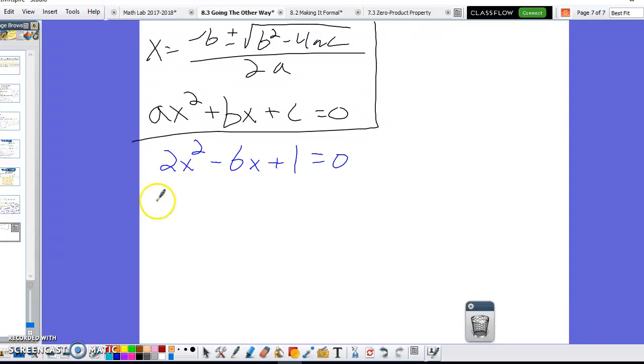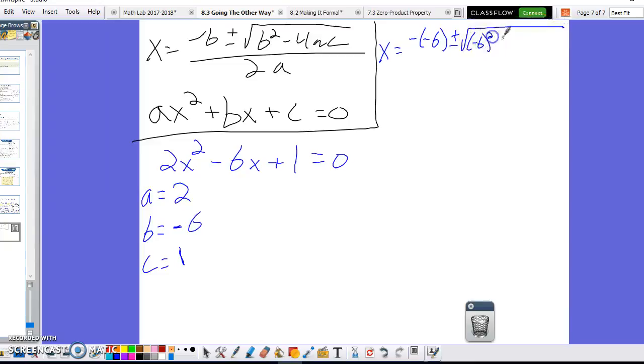First thing that I'm going to do is identify what A equals, B equals, and C equals. So A is the coefficient on x squared. It's not 2x squared, but just 2. B is the coefficient on x, and that's a -6. C is 1. Okay? Go ahead and input your given information into your equation. So I got a negative, or opposite of -6, plus and minus -6 squared minus 4 times 2 times 1 all over 2 times 1.